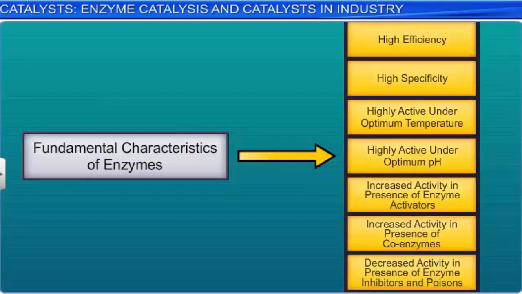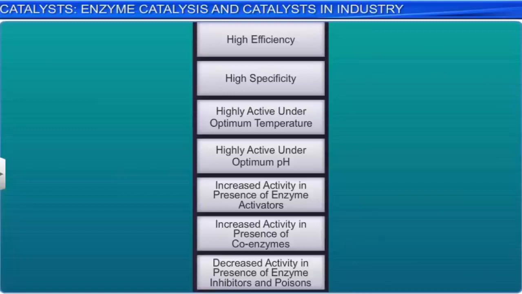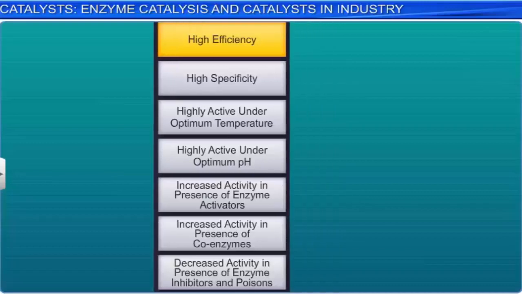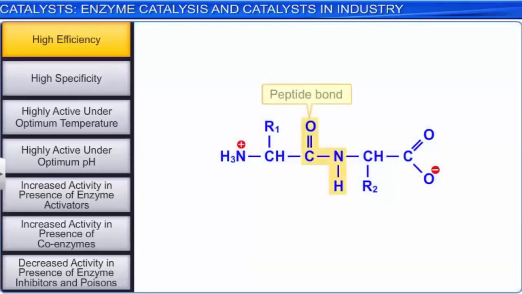We will first discuss the efficiency feature of enzyme catalysts. Let us look at an example to see how enzymes are efficient in speeding up reactions. We know that a peptide or an amide bond is a very stable bond. The hydrolysis of an amide in the laboratory requires it to be heated with an alkali for a few hours.